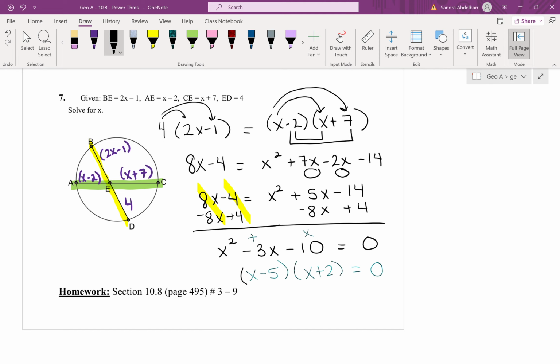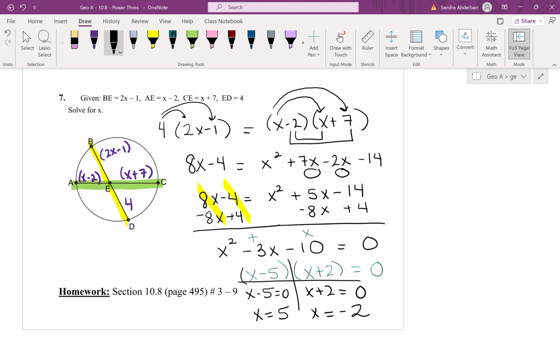A lot of you still, when you're solving, think your answers are negative 5 and 2. Your answers are not negative 5 and 2. Why? Yeah, these are the factors. Now we have to solve them. So x minus 5 equals 0, x plus 2 equals 0. So x equals 5 and x equals negative 2.